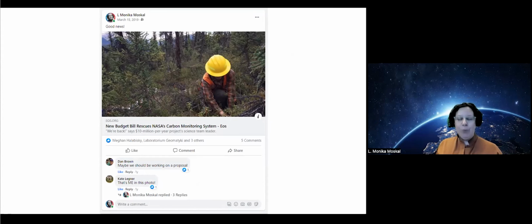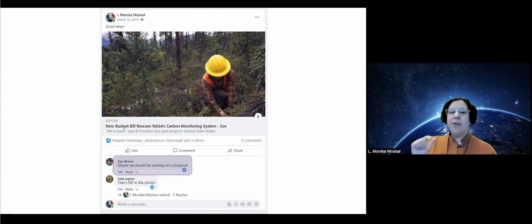But as with any good project, some of it really starts on social media. So a few years back, there was a post on social media by NASA about their carbon monitoring system program, that they're going to have some more funding in it. It caught my eye because of the person in this picture. So this is a student and then a scientist in my lab, Kate Lagner, who led a team of scientists in Alaska to look at above ground biomass, to take the ground measurements that we need to drive remote sensing.